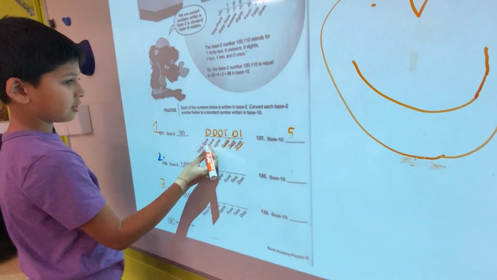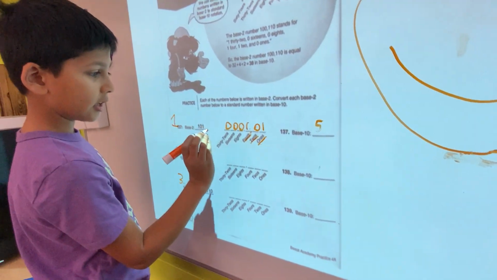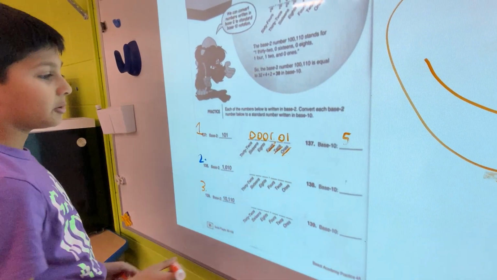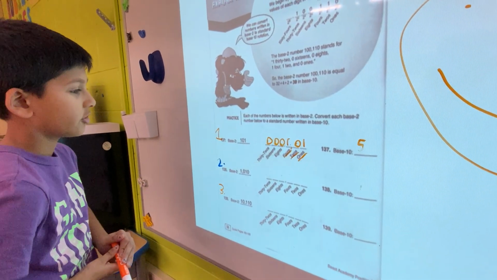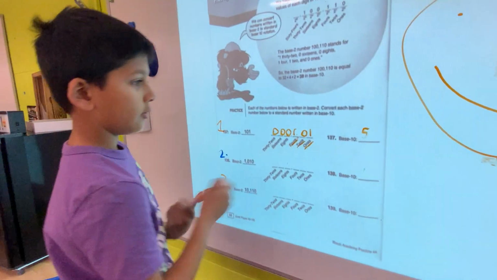Just telling you that they can only be in base 2's. There are only zeros and ones. They can't be 2, 3, 4, 5, 6 or anything like that. Just zeros and ones. So it's 5.